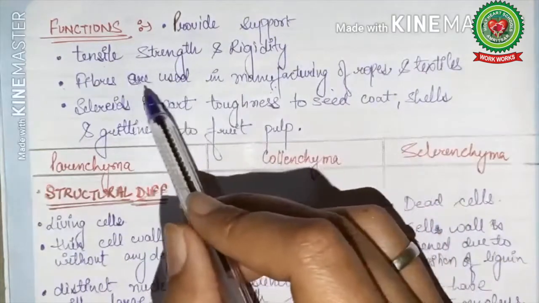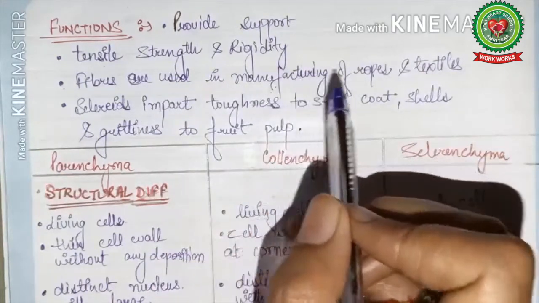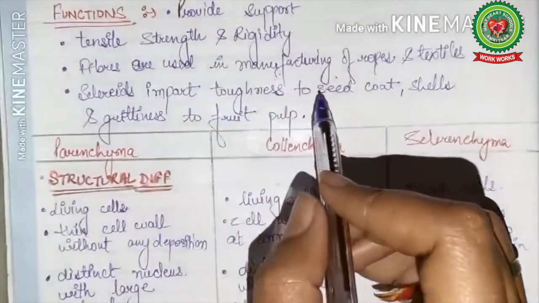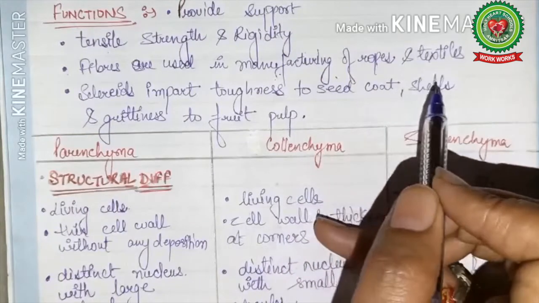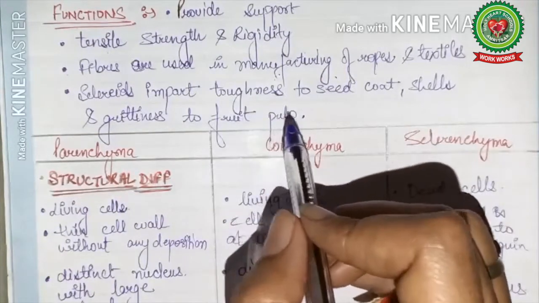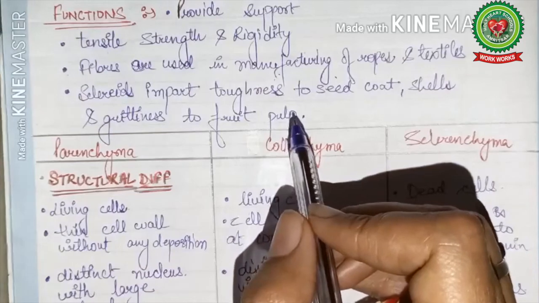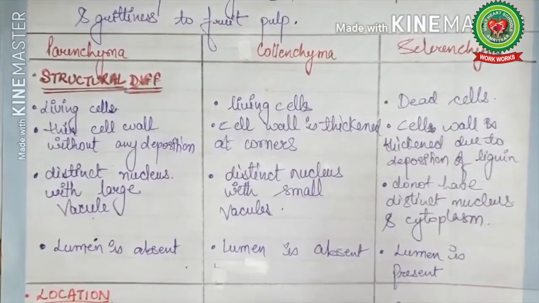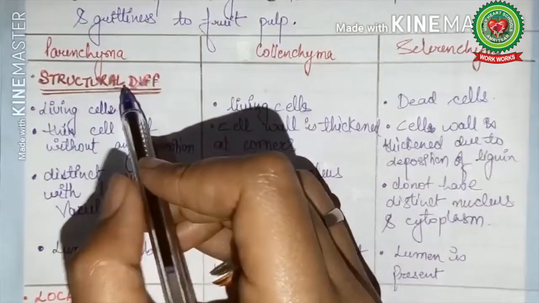Next is fibers. Fibers are used in manufacturing of ropes and textiles. Then sclereids. Sclereids impart toughness to the seed coat and shells and provide grittiness to the fruit pulp. Now at last, we will discuss the difference between parenchyma, collenchyma and sclerenchyma. First difference will be on the basis of the structure.